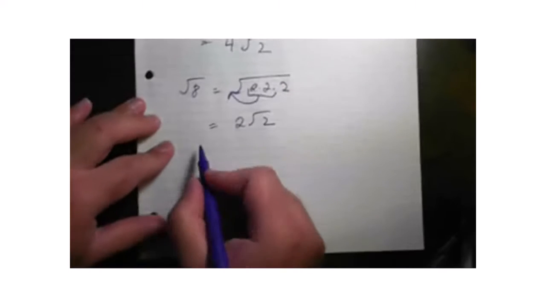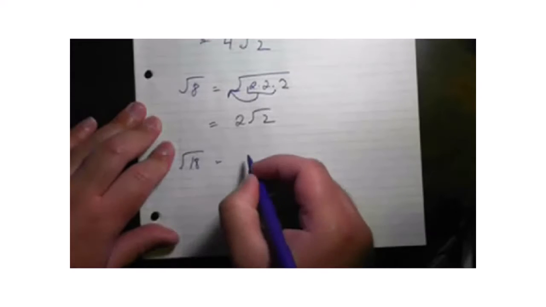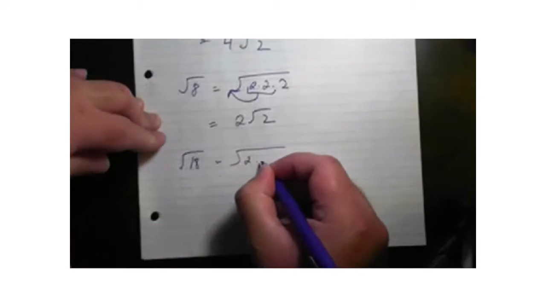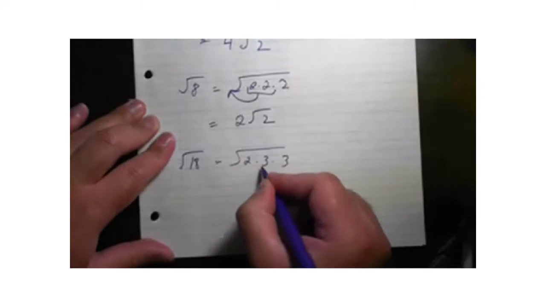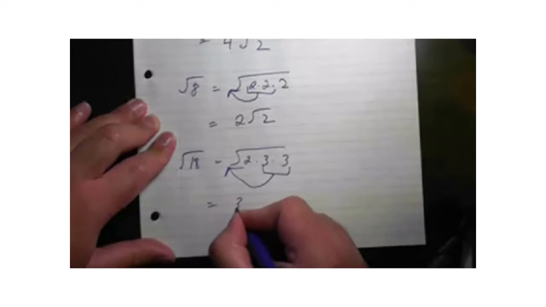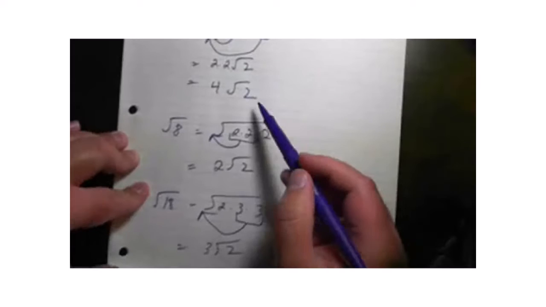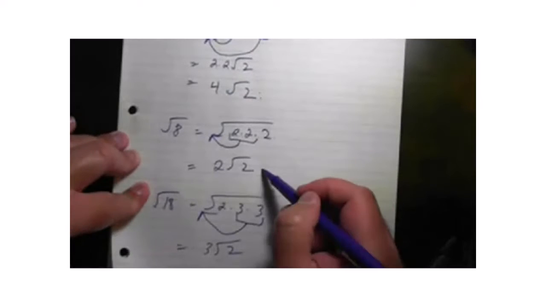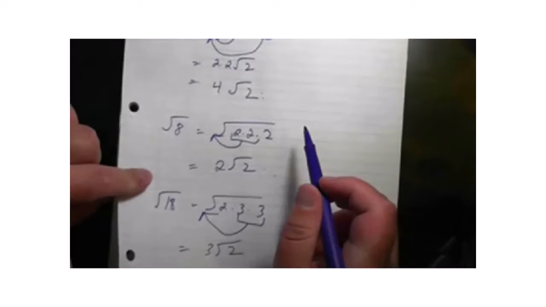Root 18 can be written as the root of 2 times 3 times 3. That gives me a pair of 3's that come out front, which leaves me with 3 root 2. So I've got these 3 that are now actually like radicals. Okay?